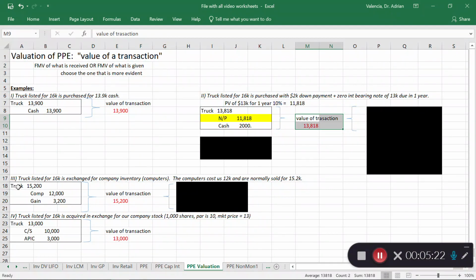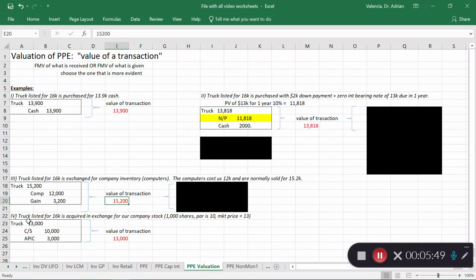This means the truck goes in our books for $15,200. We remove computers from our inventory, and the difference we credit to gain, $3,200. Because remember that we had bought these at $12,000 and we're marking them up $3,200, so that's our gain. So in that particular scenario, that's what we would record the transaction at.